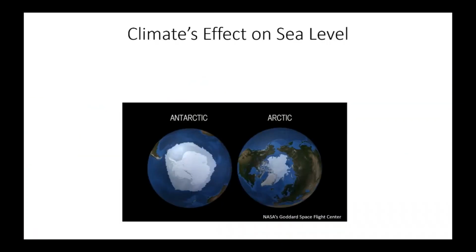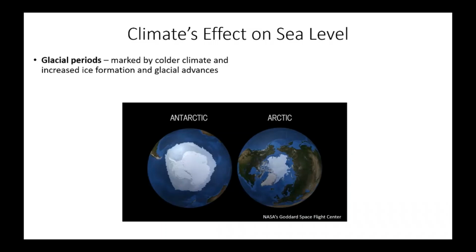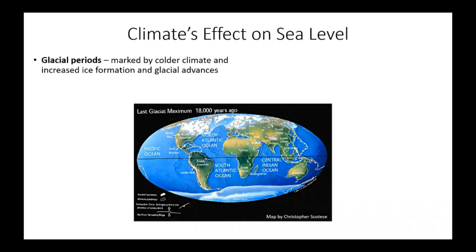In discussing some of these climate variations, we can refer to these long periods of thousands of years as glacial periods and interglacial periods. Glacial periods are periods of time that are marked by colder temperatures and increased ice formation and glacial advances. As an example, the figure here shows the approximate extent of Earth's ice cover today, which you can see at the South Pole on the left and at the North Pole on the right. During a previous glacial period, however, you can see just how much more ice coverage there was.